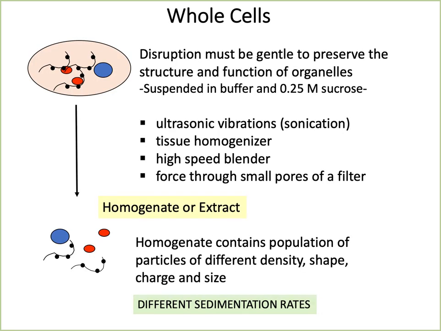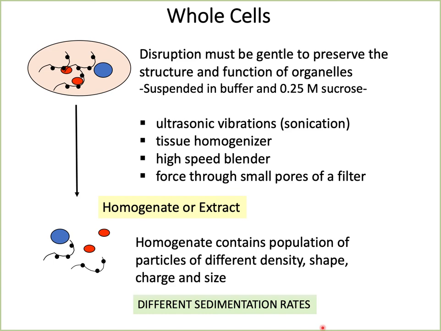The first step in isolating organelles from the cell is to disrupt the plasma membrane. It could be a plant cell, it could be an animal cell. In a plant cell, you have to disrupt the plant cell wall. In an animal cell, you just need to disrupt the plasma membrane. You do not have a cell wall. But no matter what, this disruption must be very gentle in order to preserve the structure and function of the organelles.